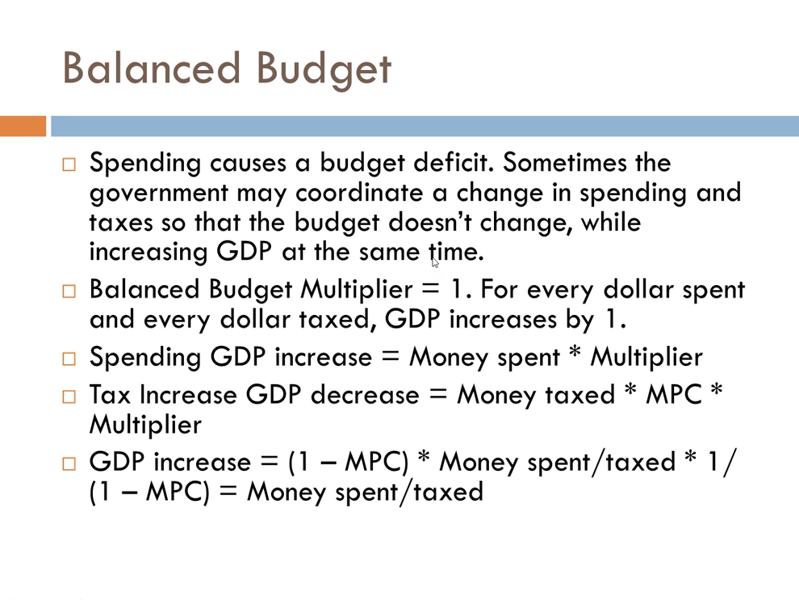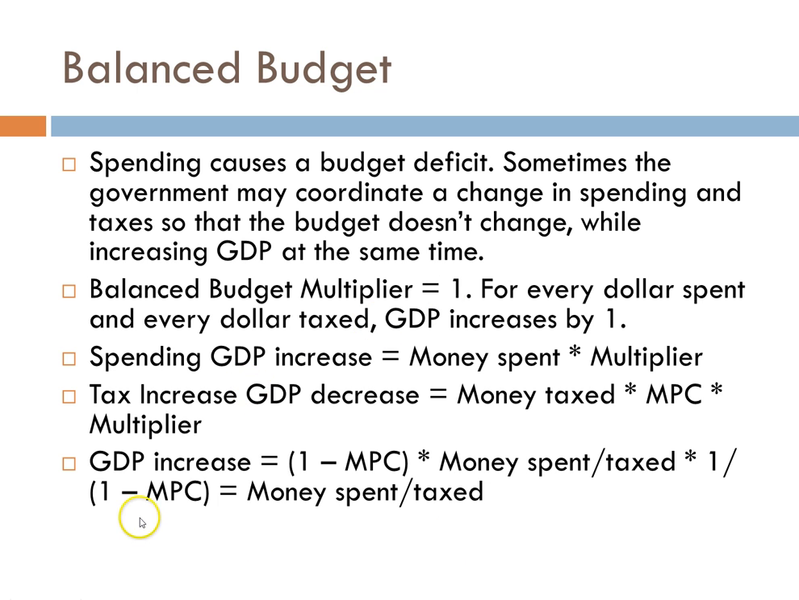When the government spends and taxes, the GDP will increase. This will create a balanced budget multiplier of 1. That means if the government spends $1 and it taxes $1, the GDP will increase by $1. The proof of it is pretty simple. You just calculate the GDP increase of spending and the GDP decrease of taxing, and it should turn out that the GDP increase is equal to the dollar spent in tax.